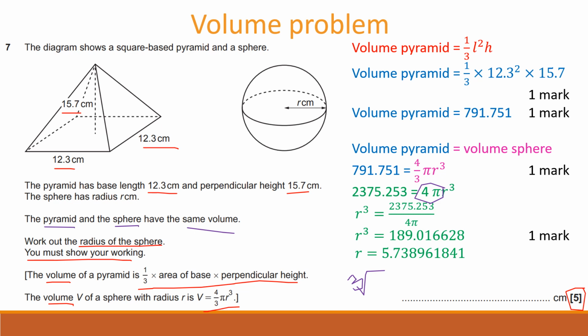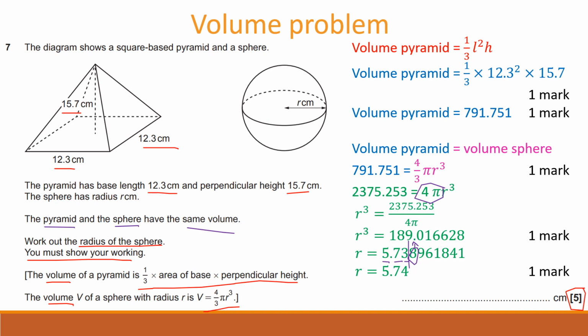So when we're rounding to 3 significant figures, I've got a 5, 7 and 3 as my first 3 significant figures. I draw a line after the 3 and look at the digit afterwards, which is the 8. The 8 is going to tell me I'm going to round up because 8 is bigger than 5. I'm going to round up my 3 to make it a 4. So to 3 significant figures, r is equal to 5.74.